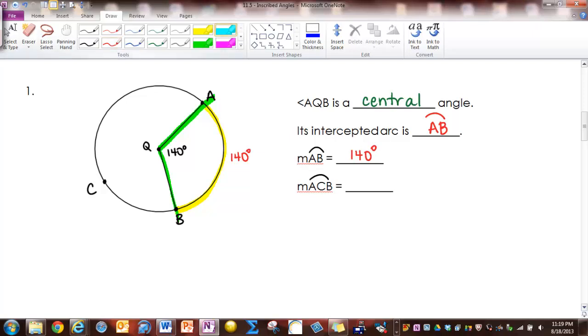Next, we're asked to find the measure of arc ACB. Now I'm tracing in blue arc ACB, which has endpoints A and B and goes through C. Now, the yellow arc and the blue arc together make an entire circle. So, to find the measure of arc ACB, I am going to take 360 degrees, which is the measure of the arcs in the whole circle, and I'm going to subtract off 140 degrees, which is the yellow arc, and that should give me the measure of the blue arc, which is 220 degrees.